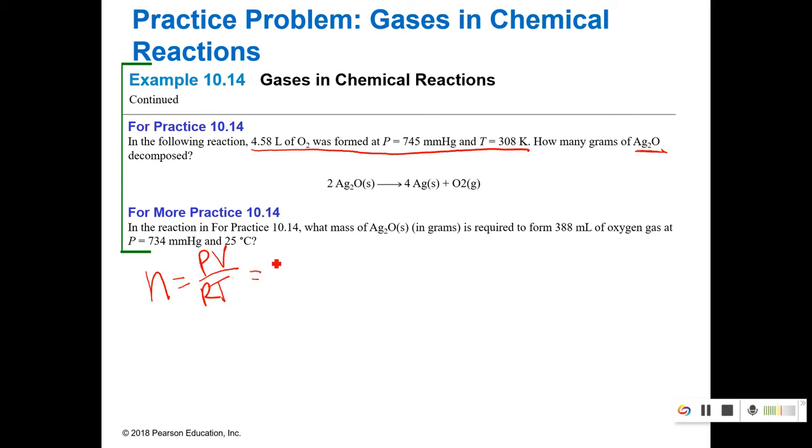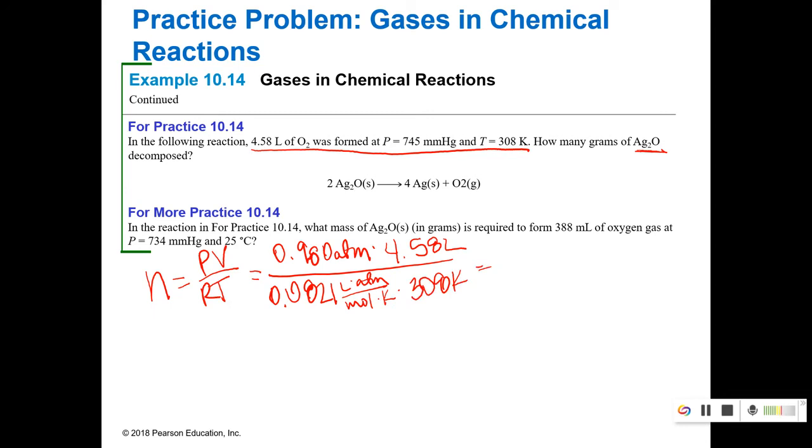Don't forget, pressures have to be in atmospheres. So I've got 0.980 atmospheres times 4.58 liters divided by 0.0821 times the temperature in Kelvin. I get 0.178 moles of O2. So then we do our stoichiometry.